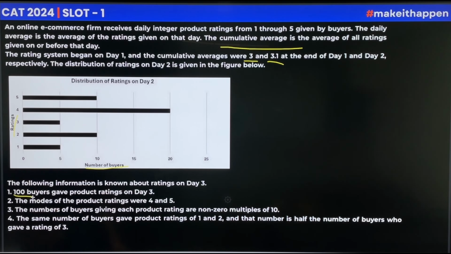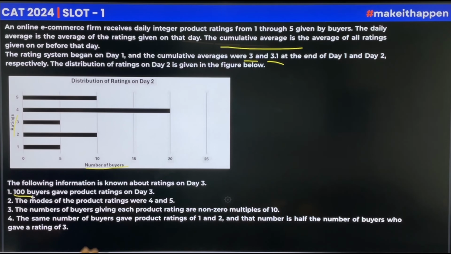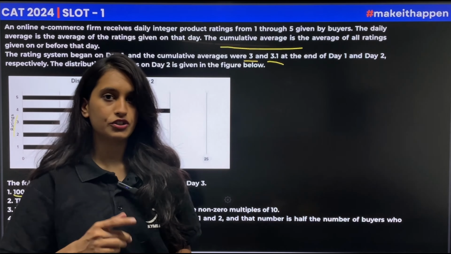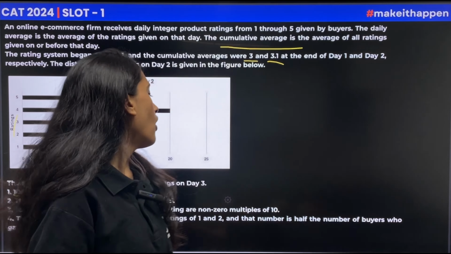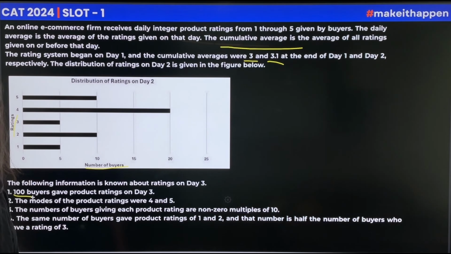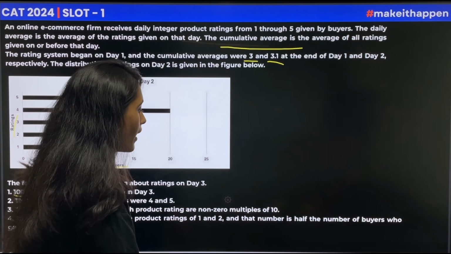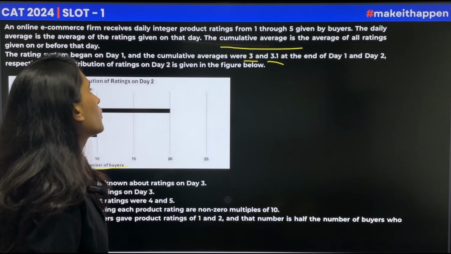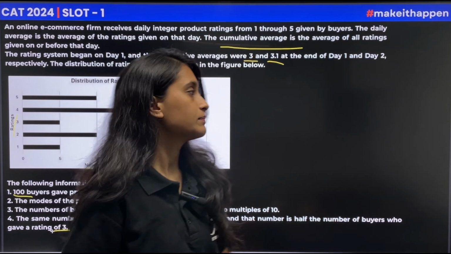The mode of the product ratings were 4 and 5. The number of buyers giving each product rating are non-zero and a multiple of 10. So it should be a multiple of 10, 10, 20 or anything else, but it should be non-zero. The same number of buyers gave product ratings of 1 and 2, and that number is half the number of buyers who gave a rating of 3. Okay, so let's start solving.